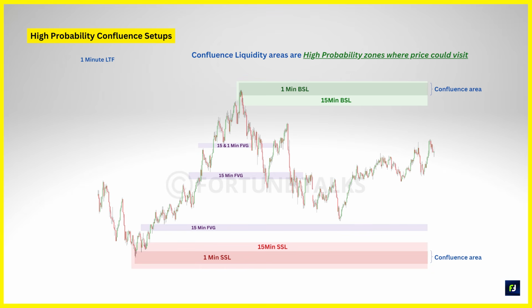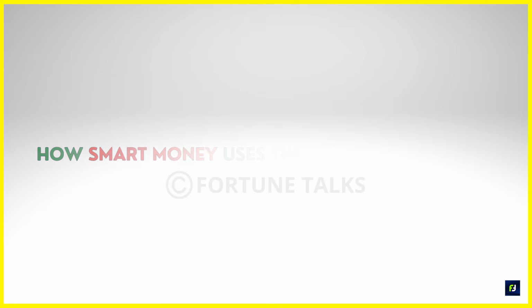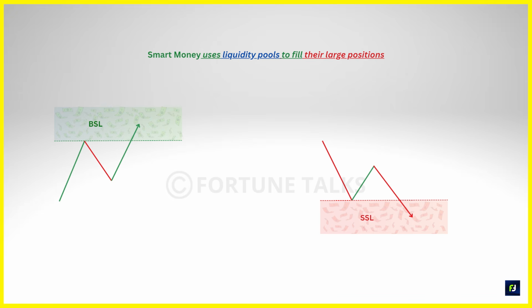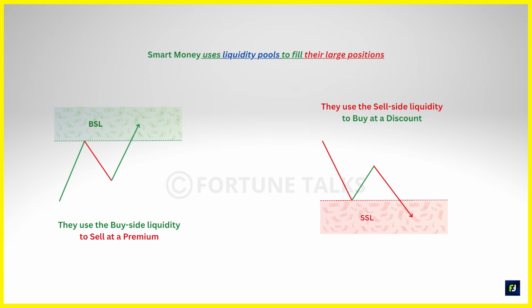Now, the only remaining thing to be understood is how the smart money uses these liquidity pools to their benefit. These big institutions use these liquidity pools to fill their large positions. In fact, they use the buy-side liquidity available near the swing highs to sell at higher prices or at a premium. Likewise, they use the sell-side liquidity available near the swing lows to buy at lower prices or at a discount. They use these liquidity pools to manipulate retailers.